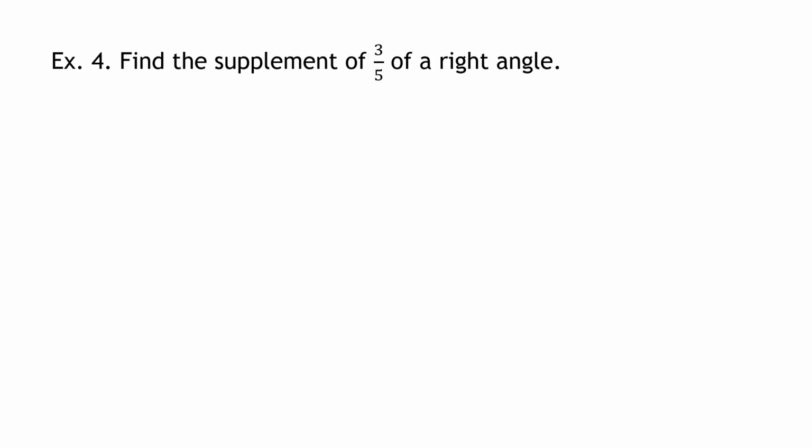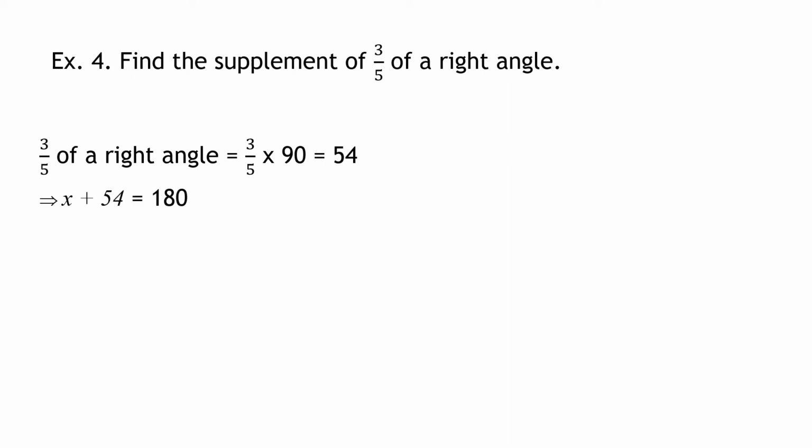Okay. Find the supplement of 3/5 of a right angle. So what is asked to you here? To find the supplement of an angle, but the angle is not mentioned. What is the condition given? That it is 3/5 of a right angle. Now by definition, what is a right angle? A right angle is an angle whose measure is 90 degree. So 3/5 of a right angle is 3/5 of 90 degree, which is 54 degree. So now we know our given angle is 54 degree.